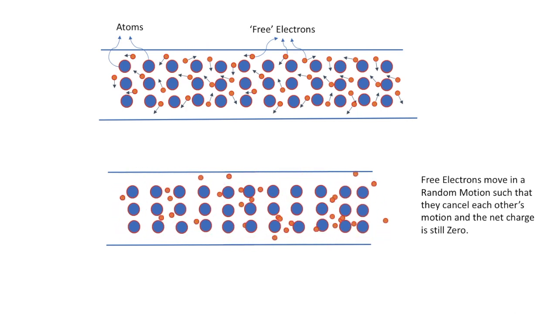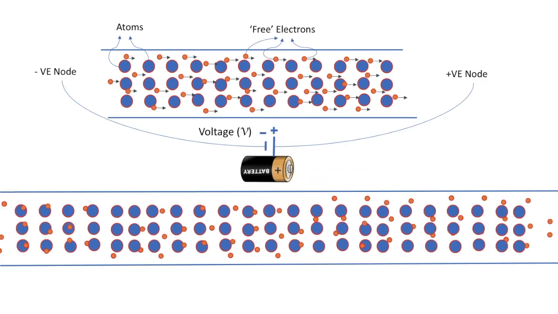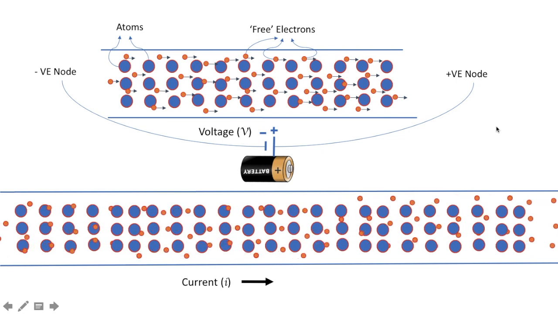Now, if we apply a voltage across the two ends of this wire, which means we connect it to a battery, then something interesting will happen to these randomly moving free electrons. Let's say we connect the positive end of the battery to the right end of this wire and the negative node of the battery to the left end of this wire. All of these electrons will align in a particular direction. If you notice, the negative charge of the electron and the negative node repel each other. So the electrons are trying to run away from the negative node, and they are attracted to the positive node of the battery, and they're trying to move in that direction.